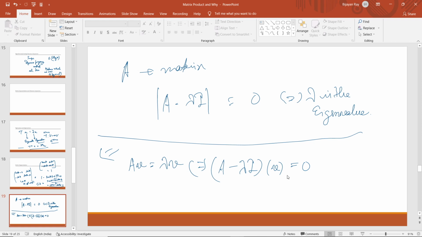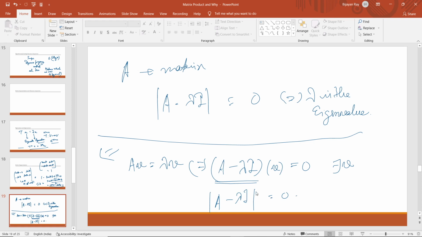So now there exists v. We are assuming lambda is an eigenvalue, so there exists v, namely the eigenvector. For this to happen, this is a matrix which is singular, which doesn't have any inverse. So basically the determinant of A minus lambda I is 0. So this is one way.